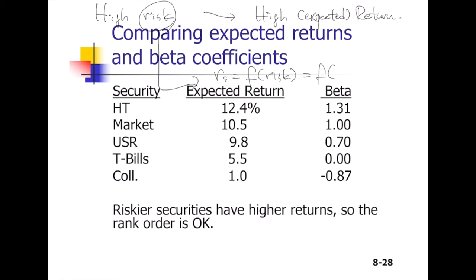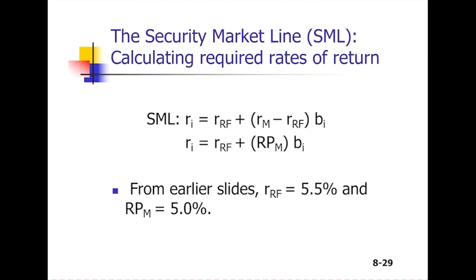Function of the beta, right? So as you can see, when beta goes up, it means risk goes up, the expected rate of return goes up, right? There is a 1-to-1 relationship. So riskier securities have a higher return, so the rank order is okay, right? So the CAPM, this equation, we also call the security market line.